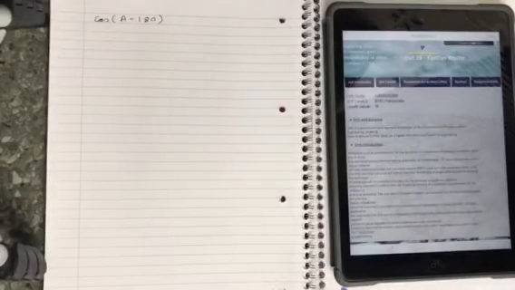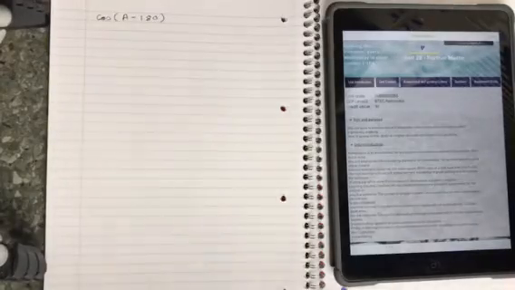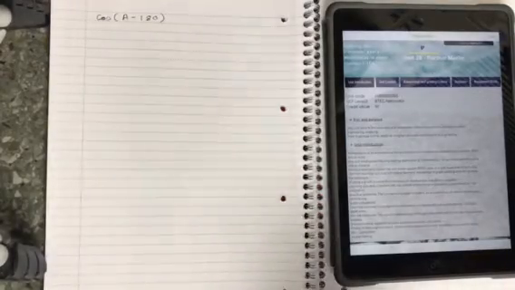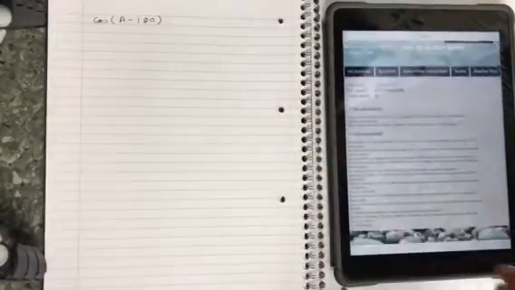Hi students, so in this video I'm going to show you how to solve problems involving compound angles. In order to do this problem you will need two things, a calculator and access to the internet via an iPad or your computer.